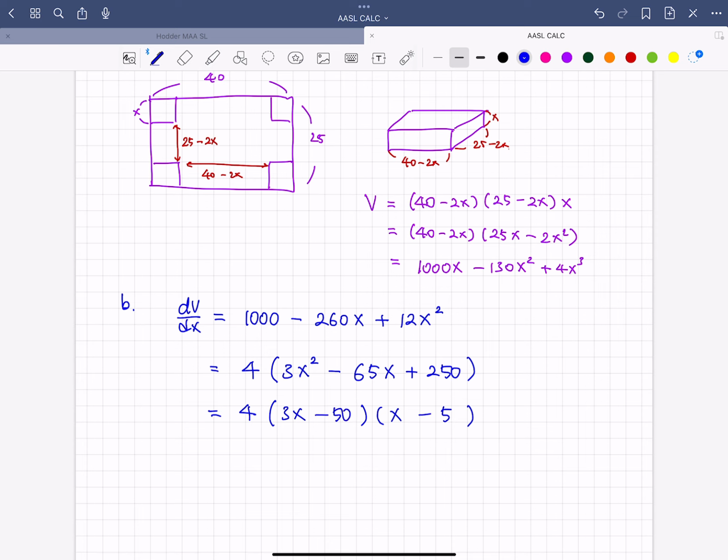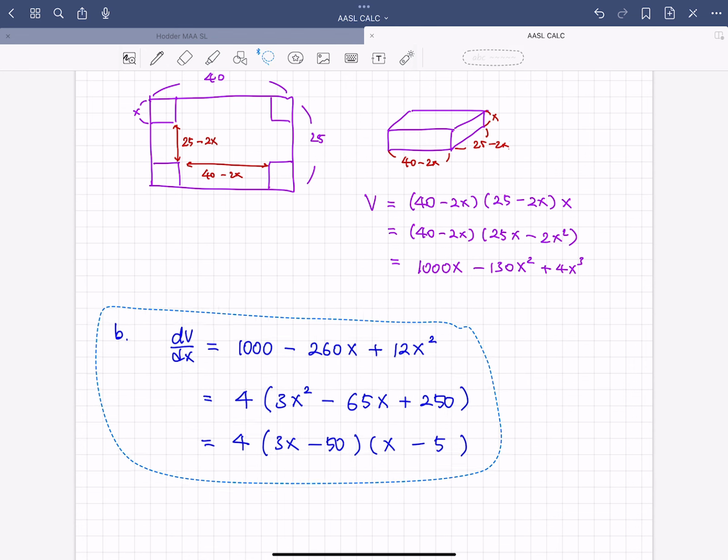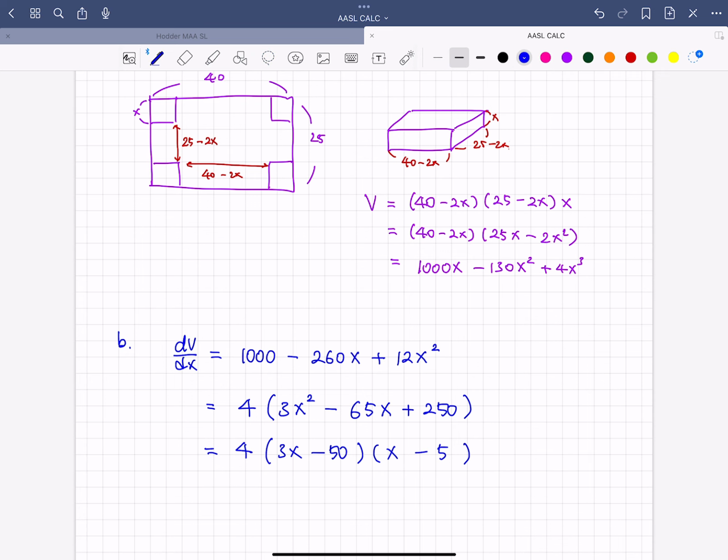Okay, so there's that. But I forgot to do something between part A and part B, which is talking about the domain of x. Because x is the size of the square, it's got to be bigger than 0. But the biggest it can be is half of the shortest side, so it can't be more than half of the shorter side. So the maximum that x can be is 12.5.